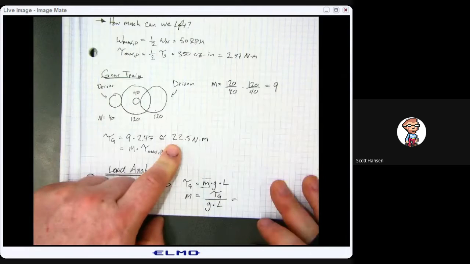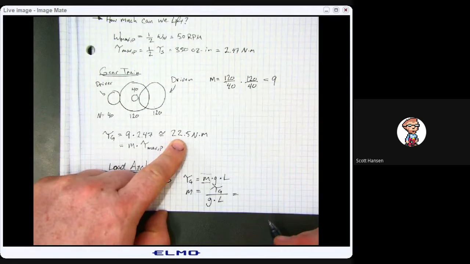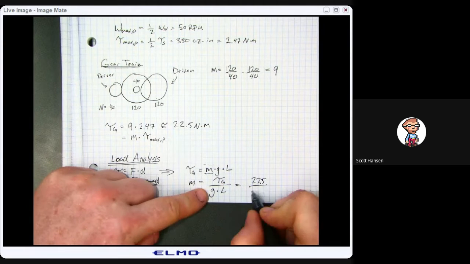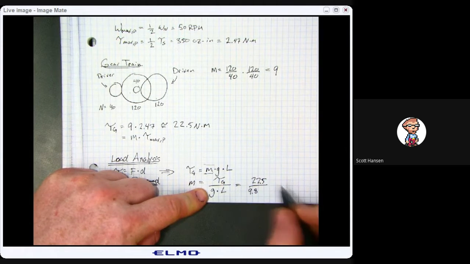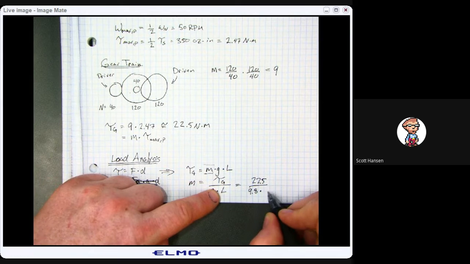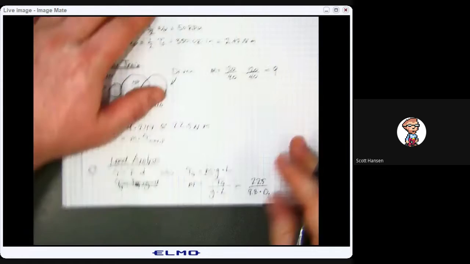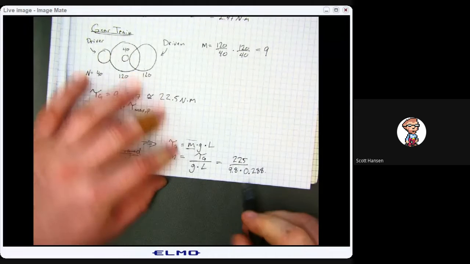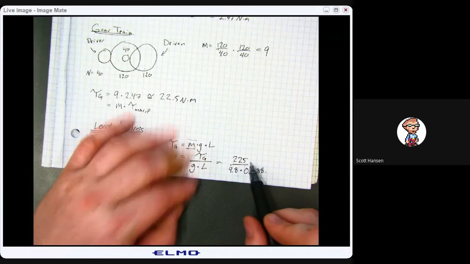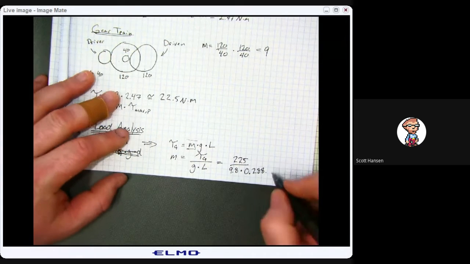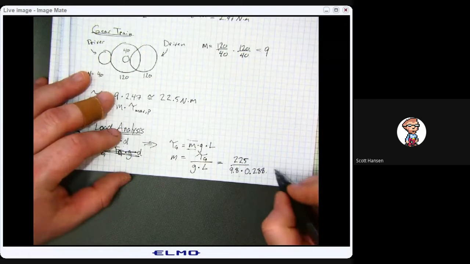We figured out, at max power, our torque is 22.5 Newton meters divided by 9.8 meters per second squared times, let's see, what do I got up here? Yeah, I got the length here in millimeters. So converting that to meters is 0.288 meters. So that'll give me kilograms meters per second squared, which is mass.